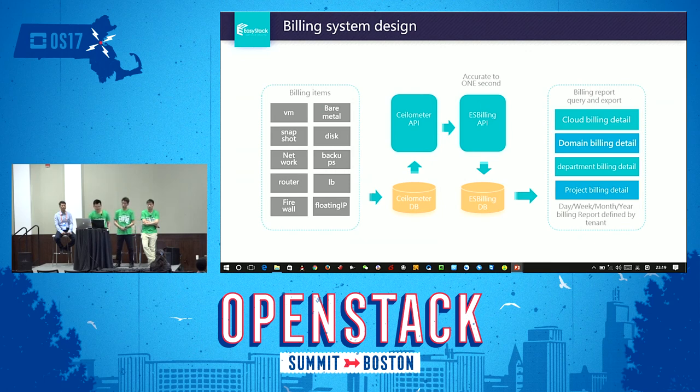For each level of statistics, users can export the usage for day, week, month, and year, which will help the IT department to predict the requirements of the IT system. Also, they get accurate data on cost and resource allocation in different departments. Okay, I will invite my colleague Ou Shubo to introduce the next key points.